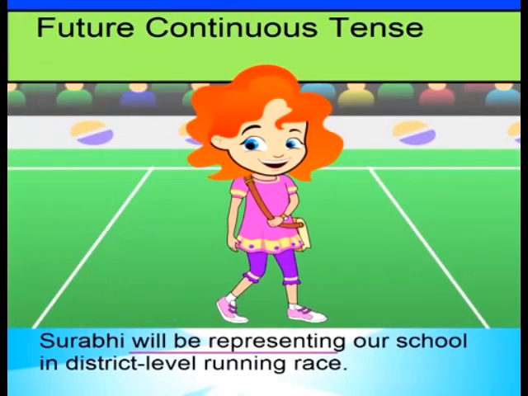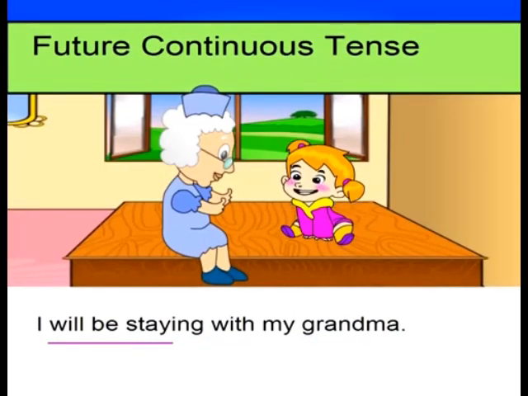Surabhi will be representing our school in district level running race. So will be plus the verb plus ing. I will be staying with my grandma. Again, future continuous tense because the action hasn't occurred yet and it's continuing for a period of time.